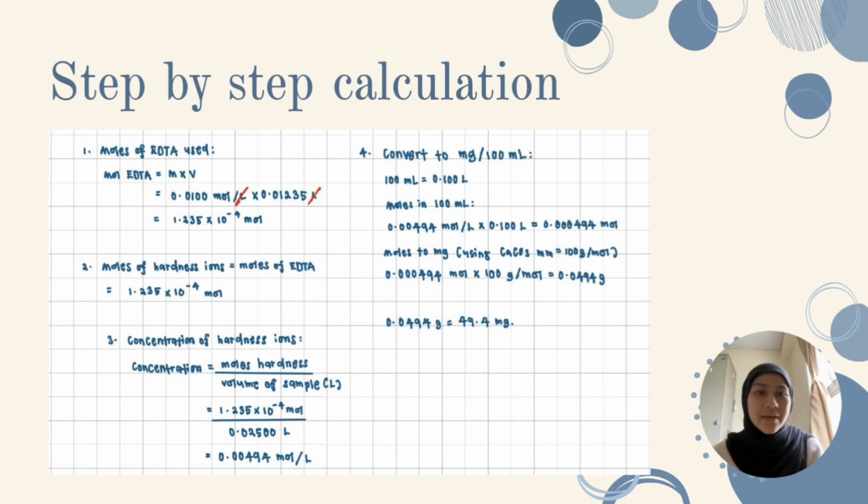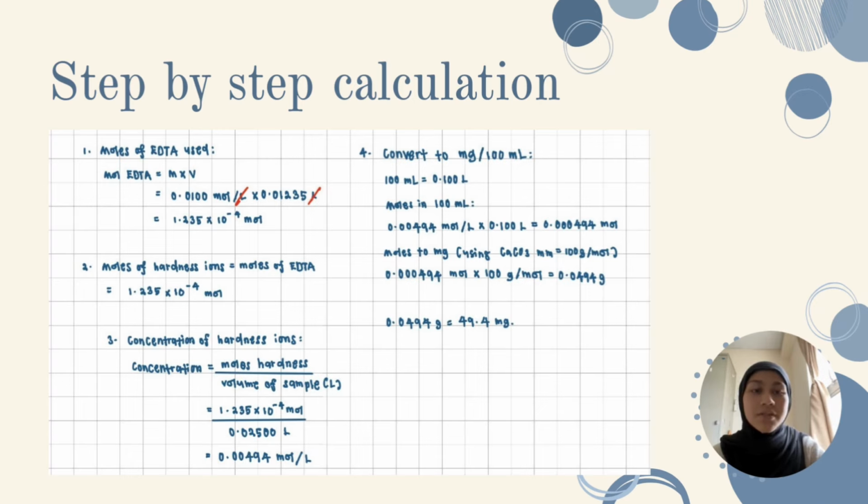This is the step-by-step calculation used to determine water hardness. First, the moles of EDTA used are calculated using the formula moles equals molarity times volume, by multiplying 0.0100 mole per liter with 0.01235 liter. The moles of EDTA used is 1.235 times 10 to the power of negative 4 mole. Next, since the mole ratio between EDTA and hardness ions is 1 to 1, the moles of hardness ions are also 1.235 times 10 to the power of negative 4 mole.